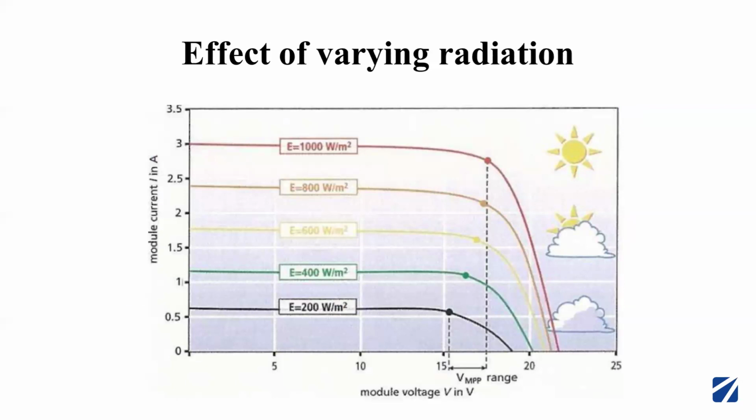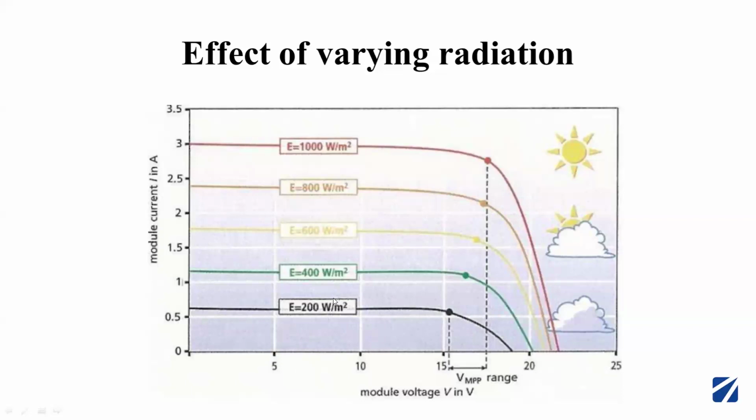Now we will understand the effect of varying radiation. If you observe the sun's path throughout the day, in the morning when it starts rising from the east, the radiation will be less. Around 200 watts per meter square we get. At that time, this will be the IV curve.